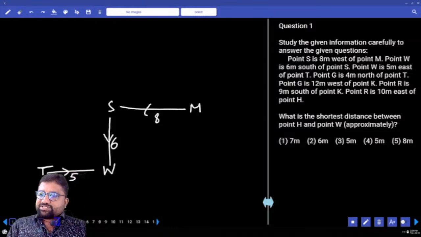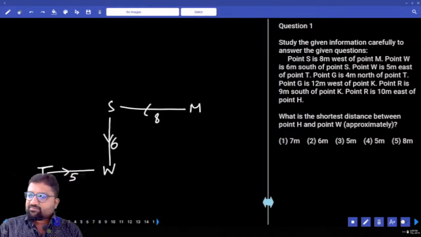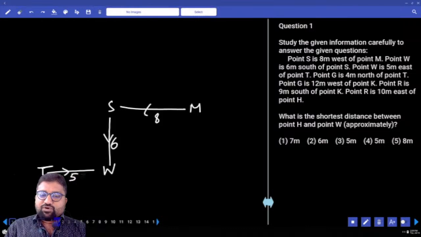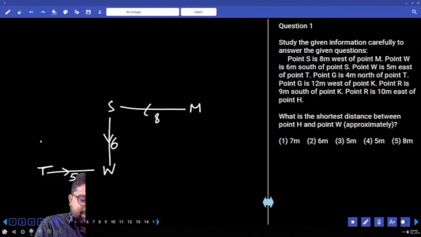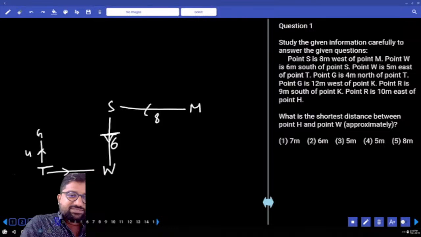Next, point G is 4 meters to the north of point T. What point is this? G. And if you mark a point parallel to this, I need to change the distance. It becomes 4 and 2. Next, please.